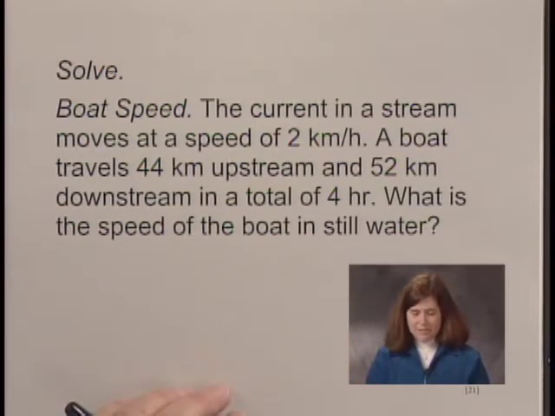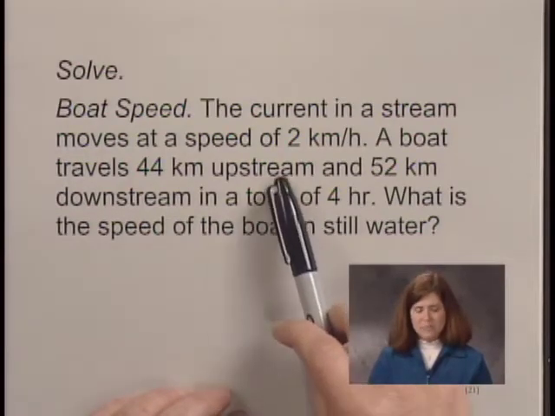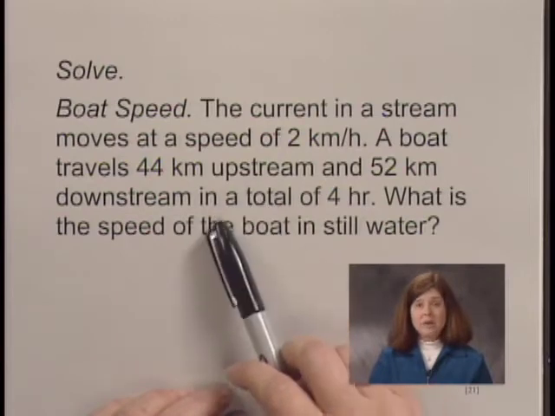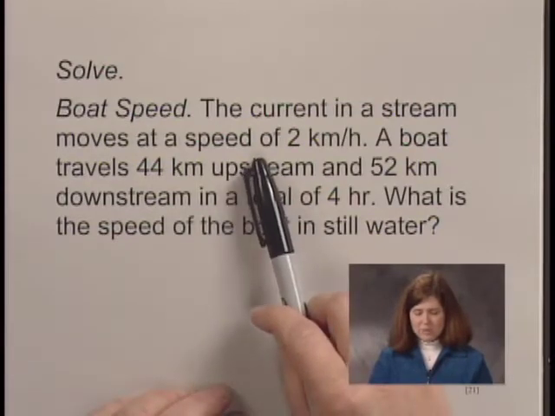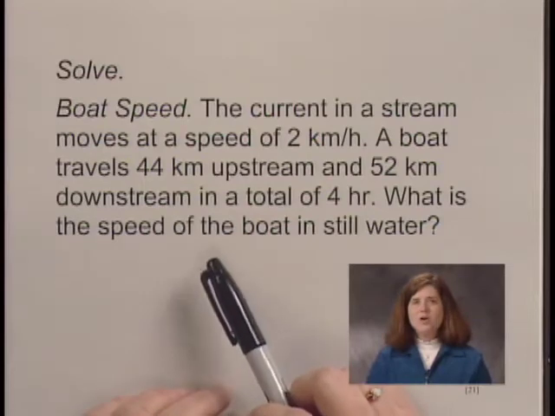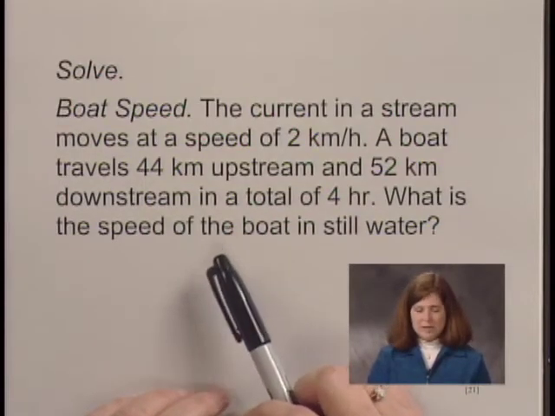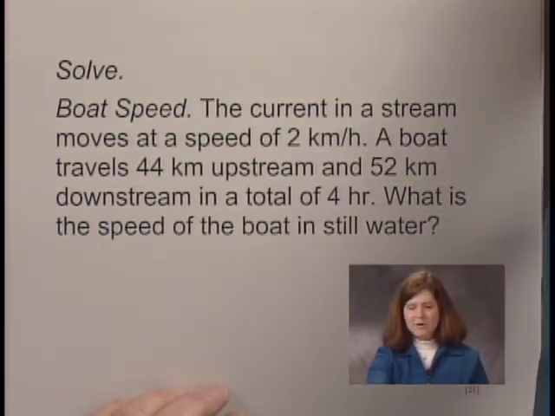The time we see is a total. We don't know how much time was traveled upstream or downstream, but those times should add to 4 hours. And as far as speed goes, we're given the speed of the current and we're asked to find the speed of the boat. So we're going to have to know how the speed of the boat with the current and against the current will work together.